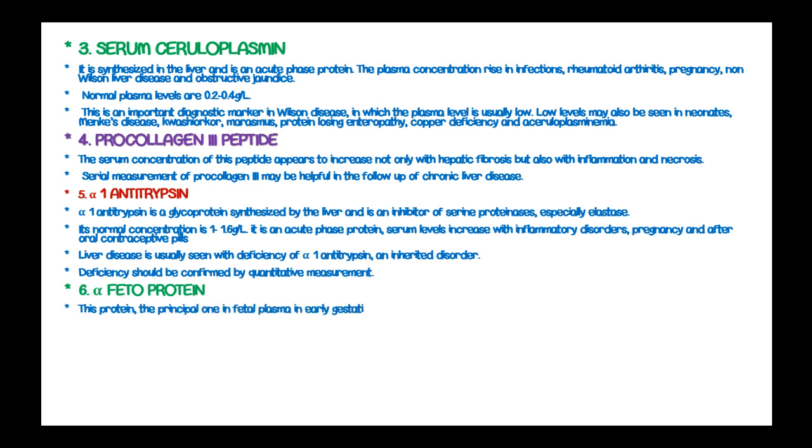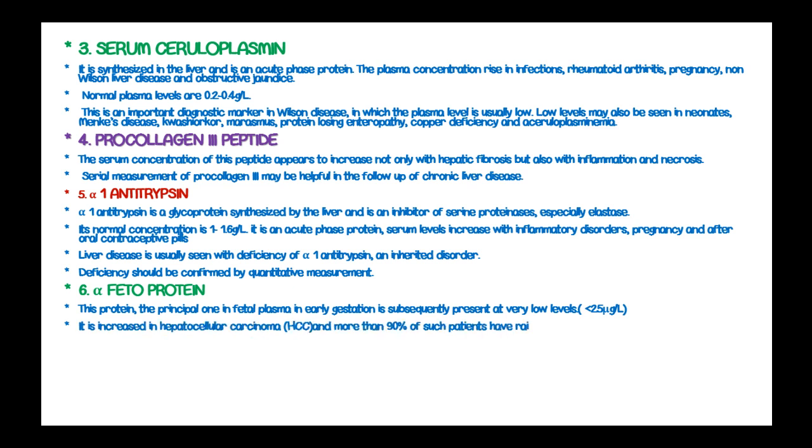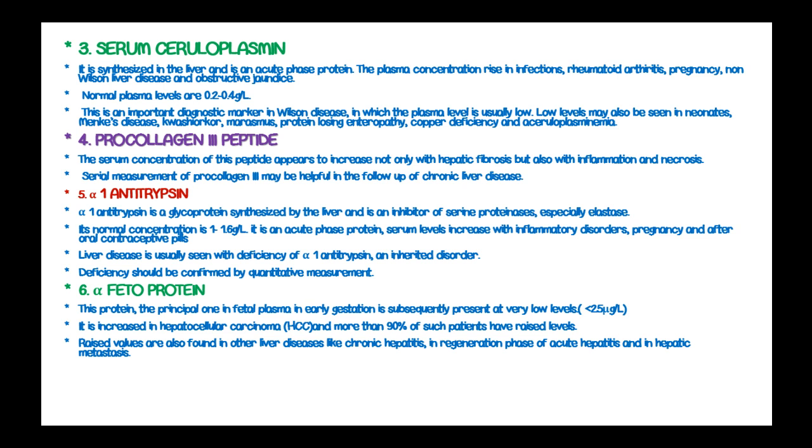Alpha-fetoprotein. This protein is the principal one in fetal plasma in early gestation, but subsequently is present at very low levels of less than 25 micrograms per deciliter, and it's increased in hepatocellular carcinoma, and more than 90% of such patients have raised levels. Raised values are found in other liver diseases, chronic hepatitis, in the regenerative phase of acute hepatitis, and in hepatic metastasis. It is also raised in adenomas associated with tyrosinemia.